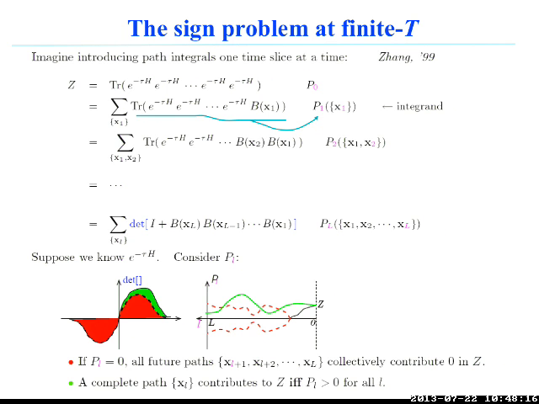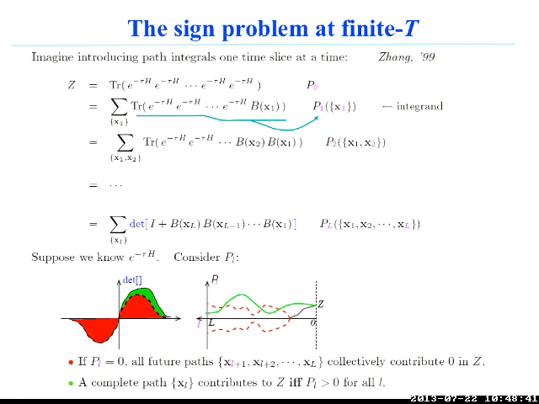And what you want is, this says anytime in this procedure of breaking time invariance, at any time, if this path goes to 0, then all the future paths collectively will contribute 0 in Z. And therefore, a complete path, when you finish from 0 to L, would only contribute if the entire path stays above 0.